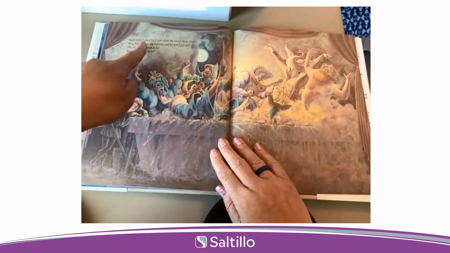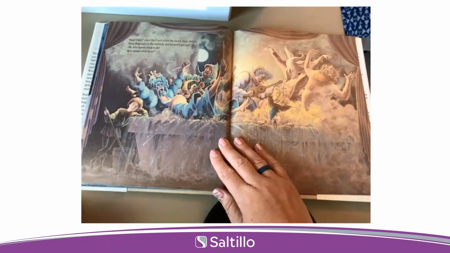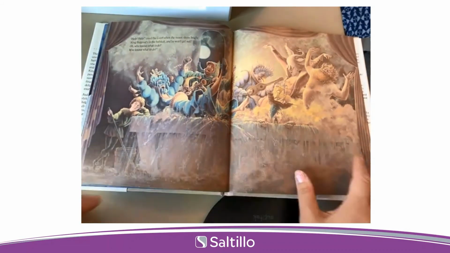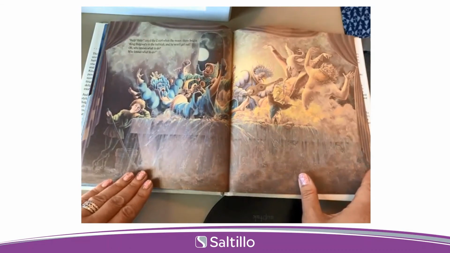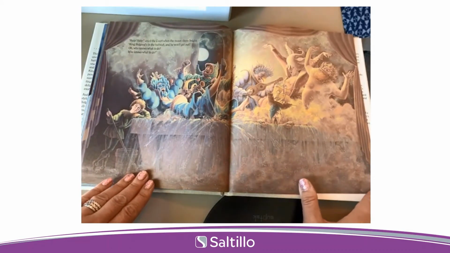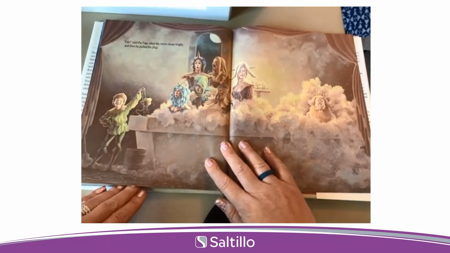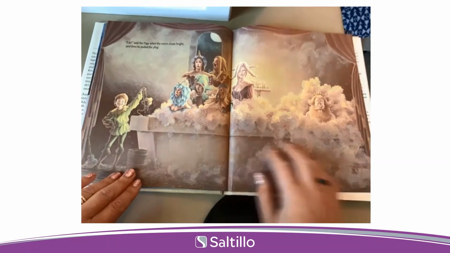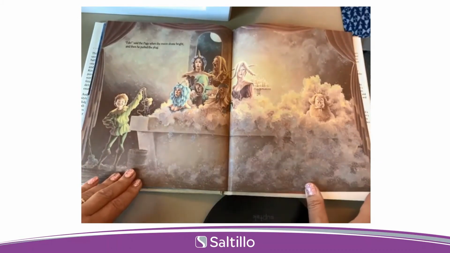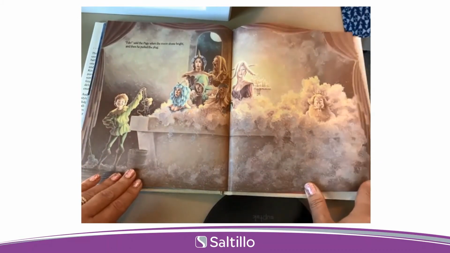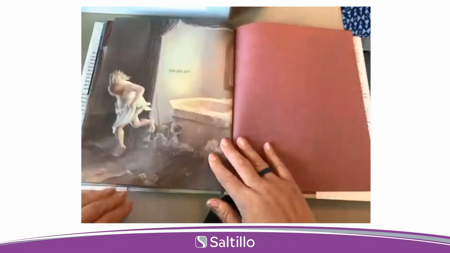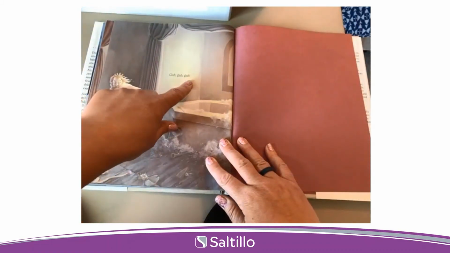Help, help, cried the court when the moon shone bright. King Bidgood's in the bathtub, and he won't get out. Oh, who knows what to do? I do, said the page when the moon shone bright. And then he pulled the plug. Glub, glub, glub.